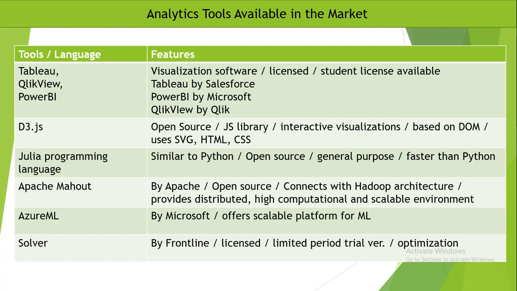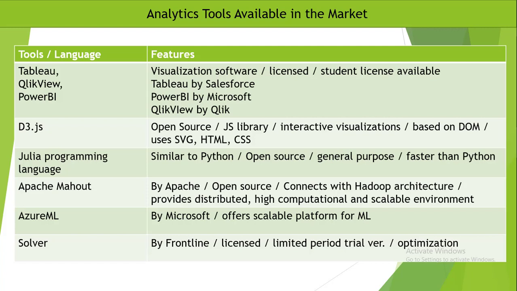Julia programming language. It's similar to Python and open source. Again, it is general purpose. The way Python offers different libraries, even for creating games, web applications, statistical analysis, or machine learning applications, similar to Python we have Julia in the market as well, and the reviews say it is much faster than Python.